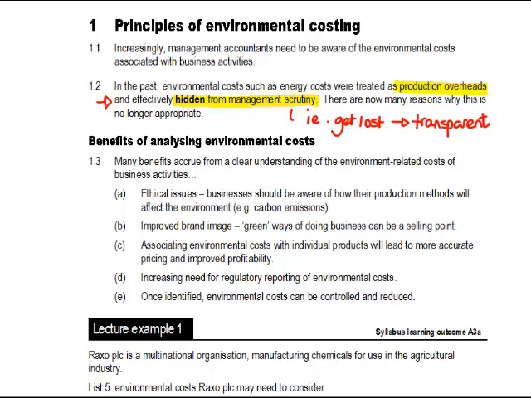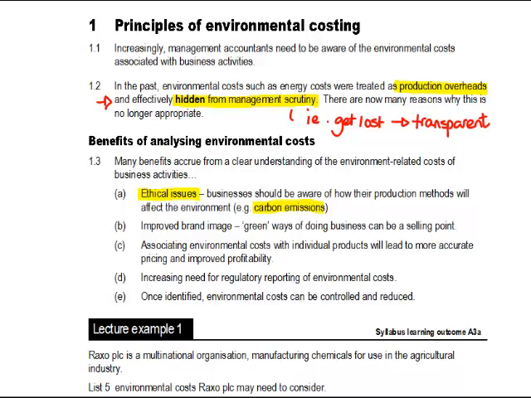The first benefit there is purely an ethical issue. So it's the right thing to do for a business to be aware of how their production methods are going to affect the environment, so things like carbon emissions or pollution into rivers. Clearly, if it's a business that cares about ethical issues, then they should really want to minimise those. And they need to know what they are before they can even start to do that.